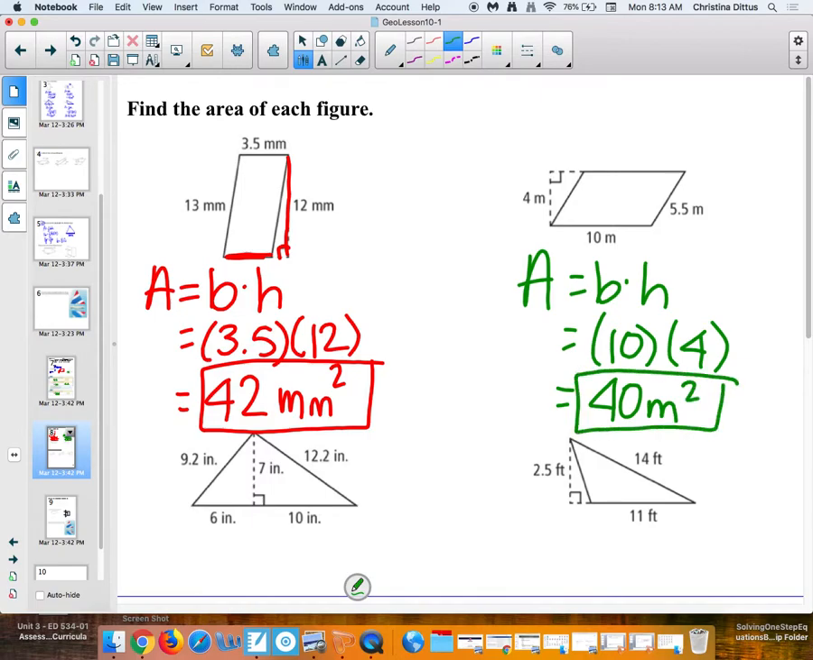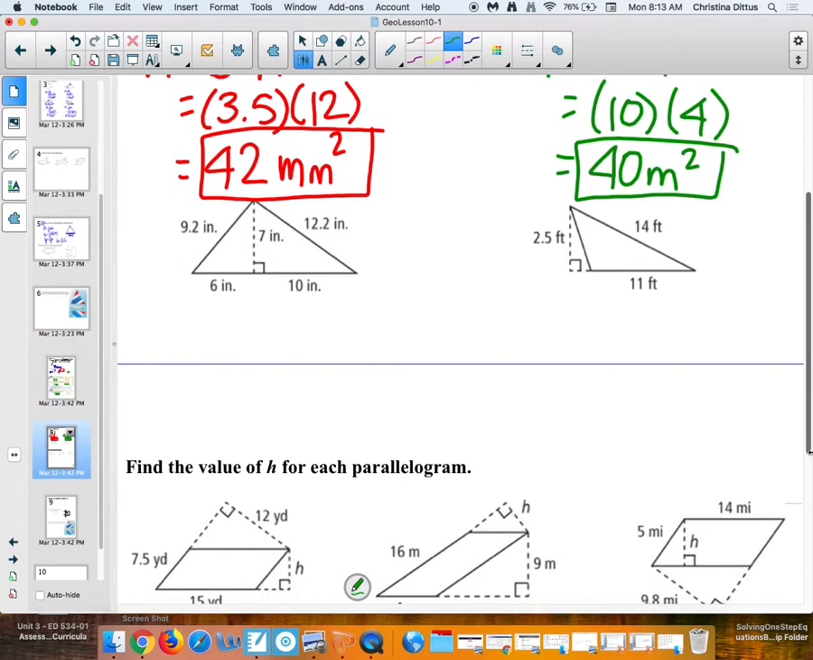How are we doing so far? Okay. Next, I got a triangle. What is the area of a triangle formula? Half base height. Those of you that don't like half, you can just use 0.5, that's fine. What is the base of my whole triangle? 16. Good math. 6 and 10 make 16.